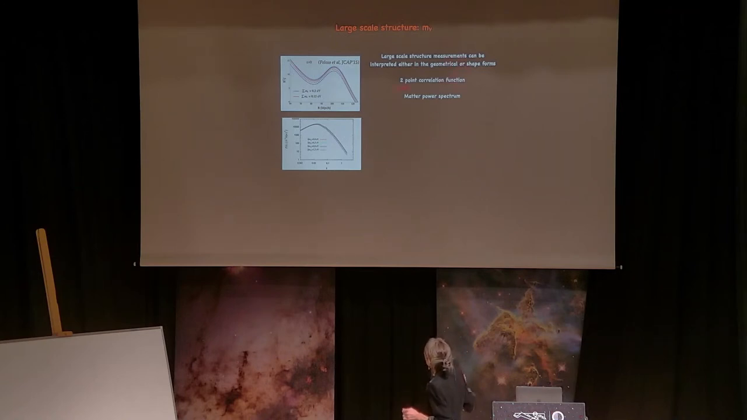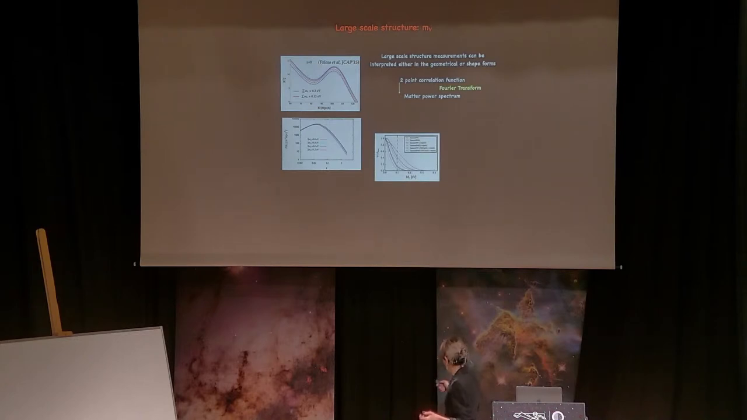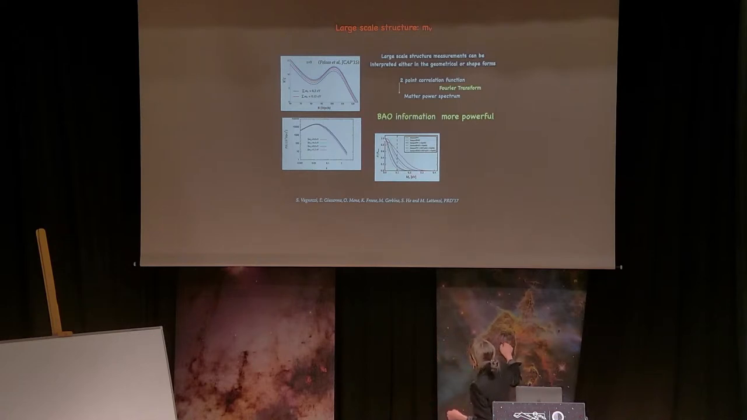Large-scale structure measurements can be interpreted either in the geometrical form or in the shape form. Geometrical means BAO. When you measure the galaxies, you can interpret this information either in the shape form or in the baryon acoustic oscillation form. Of course, one is the Fourier transform of the other. Here I show you the effect of neutrino masses both on the BAO signature and on the matter power spectrum. But we have shown, with some collaborators, that the BAO information is more powerful. You can see here the one-dimensional posterior probability on the neutrino mass, and you should compare the solid lines with the dashed lines, which correspond to a given data set.